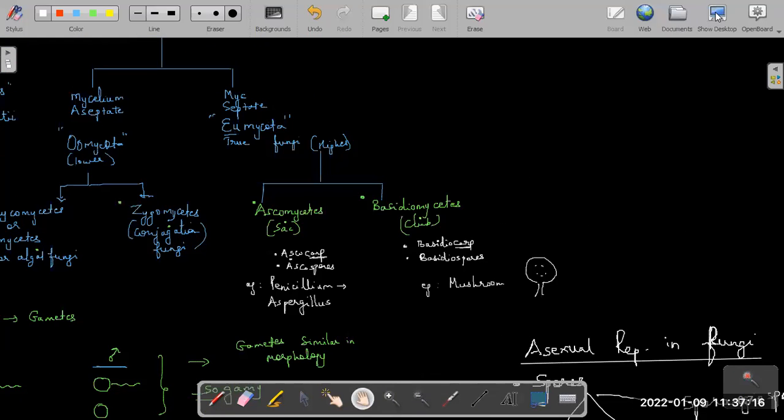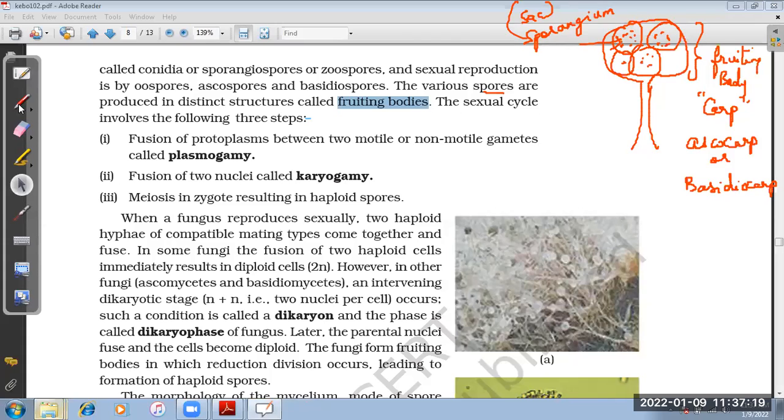I'll tell you some more points. So I told you about plasmogamy. I told you about karyogamy also, correct? Karyo means nucleus. Gamy means fusion. After fusion, you get a zygote. Zygote will undergo meiosis and give you haploid spores. Got this?